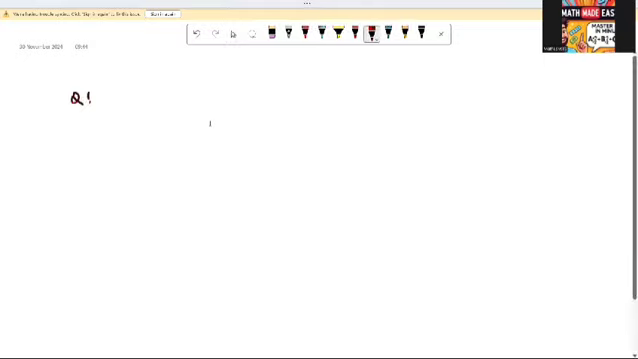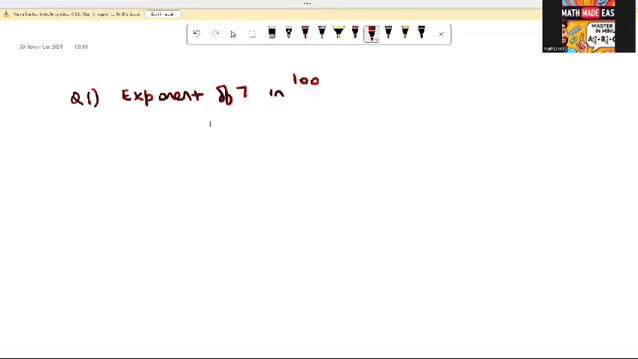Question 1. Here we are trying to find the exponent of 7 in the value of 100C50. This means: what is the highest power of 7 present in the value of 100C50? For this, we'll first expand 100C50. So we'll have 100 factorial divided by 50 factorial into 50 factorial.